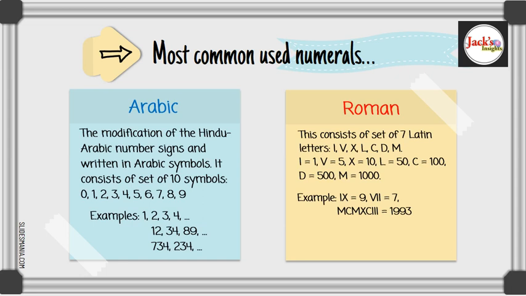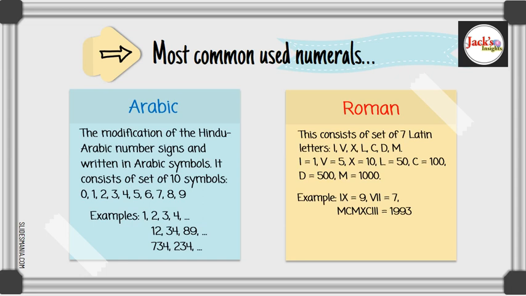So you cannot repeat L twice, since L is 50, and if you repeat L twice, that is 100. But we have a symbol for 100, which is the letter C. So it is not valid to repeat L, V, and D symbols or numerals.